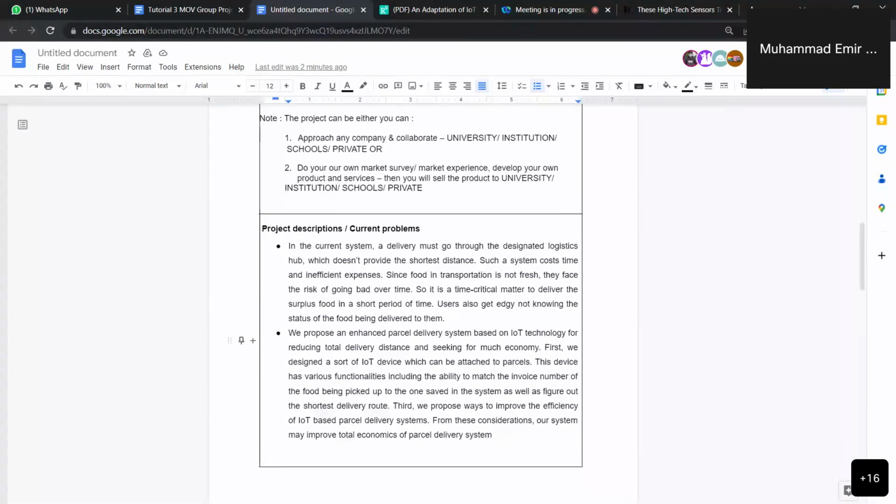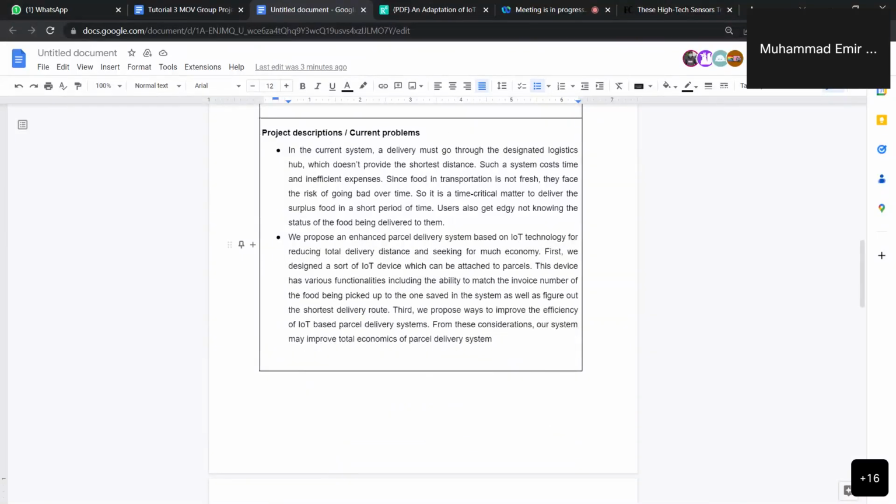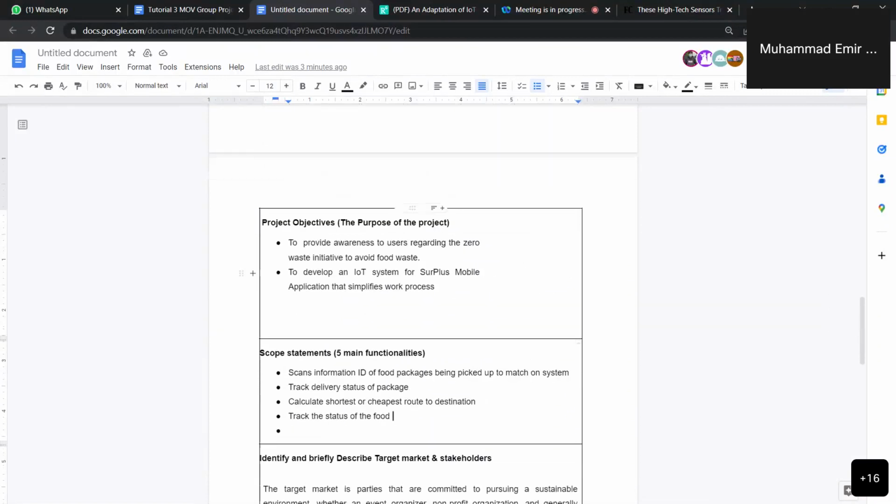And so we propose a parcel delivery system based on IoT technology for reducing the total delivery distance. The device has multiple functionalities, including the ability to match the invoice number of food being picked up to the one in the system, as well as calculating the shortest delivery route. Then proceed to the next member.